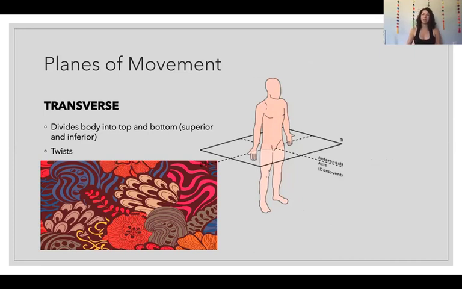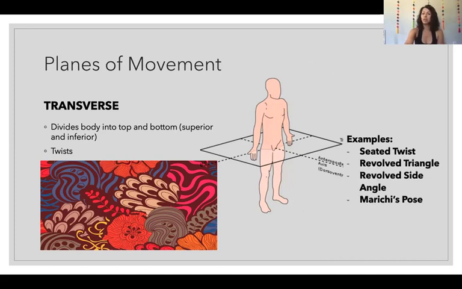The next plane that we're going to talk about is the transverse plane. This divides the body into a top and a bottom, or other terms that we use to describe that are superior, above, or inferior, below. Twists are going to be the ones that incorporate the transverse plane of movement the most. Examples include seated twist, revolved triangle, revolved side angle, and Marici's pose. Take a minute again to gently practice some of these poses and see how the twist separates the lower half of the body and the upper half of the body.